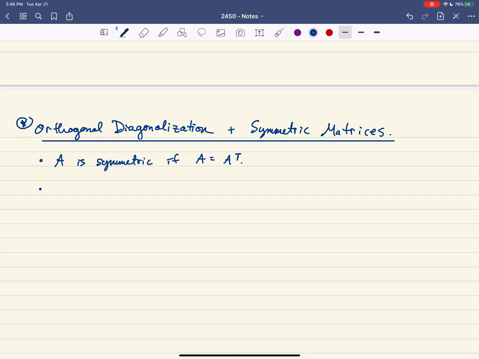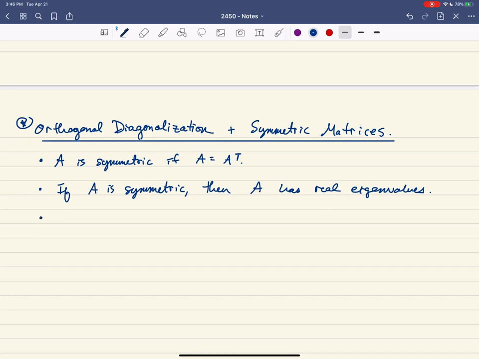It turns out that if A is symmetric, then A must have only real eigenvalues. In other words, in order to get a complex eigenvalue, A has to be non-symmetric. So again, that's just a fact that we'll put in our back pocket for now.